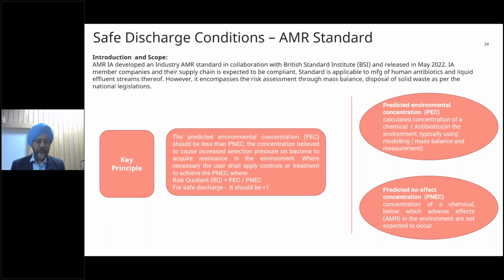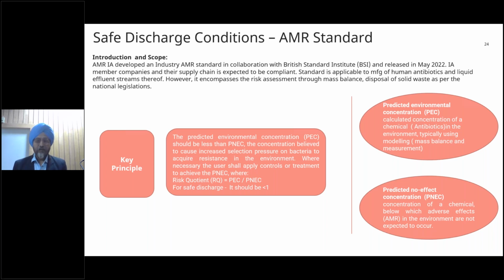Okay, that's the key principle. Now we will talk about predicted environmental concentration, PEC. This is the concentration of a chemical which is calculated using modeling. Here, let's say we talk about antibiotic, to be very specific. When we talk about modeling, it is mass balance and measurement. Mass balance, we will talk about later in the next slide on how we do it. Measurement means the analytical testing of water to measure antibiotic concentration.